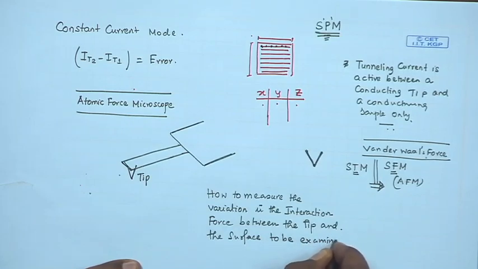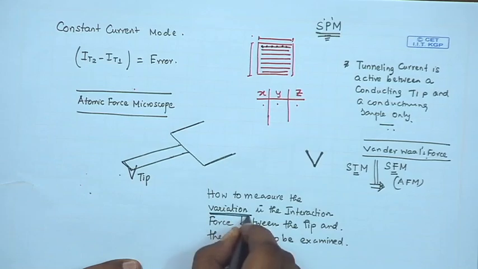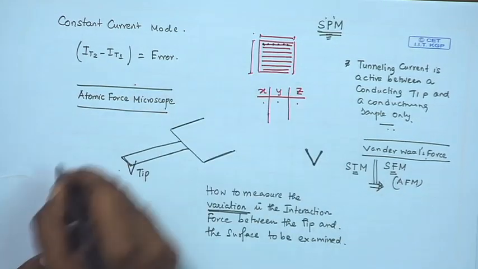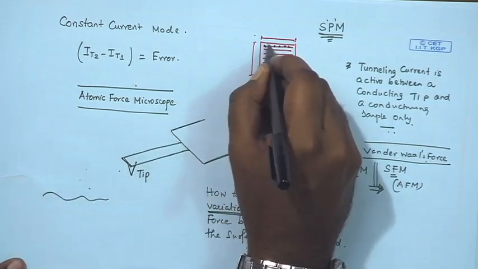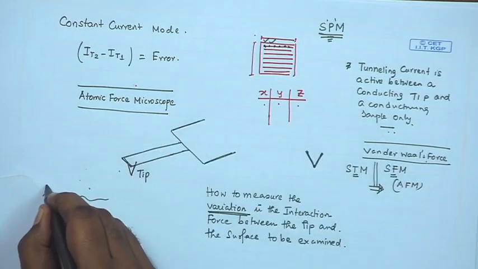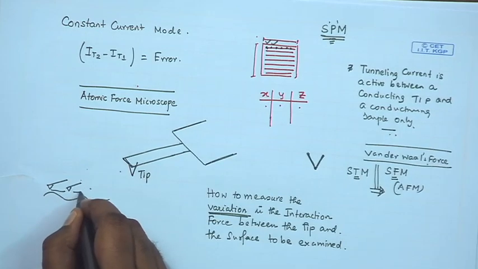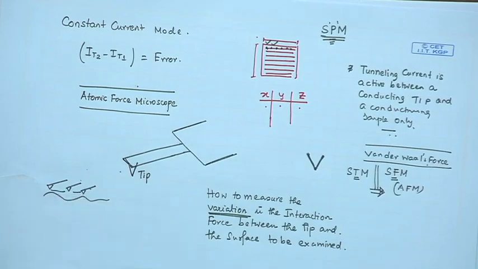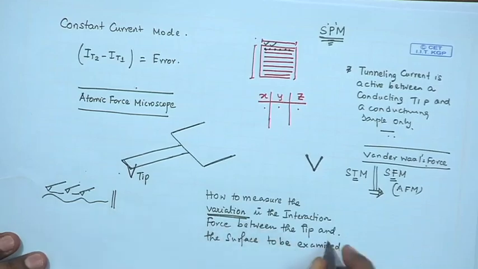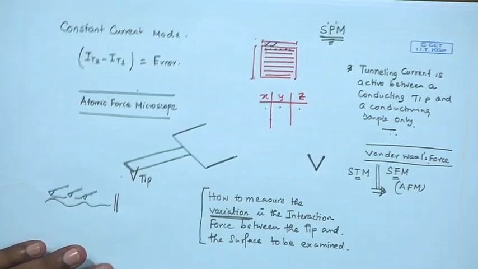And why do you expect it to vary? You expect it to vary because you have taken a sample, and according to this principle your tip is going to go from one point to the other. Because of the roughness present in the sample, the strength of the interaction forces between the tip and the sample is going to vary from point to point. Now, the question comes, how do you track it?